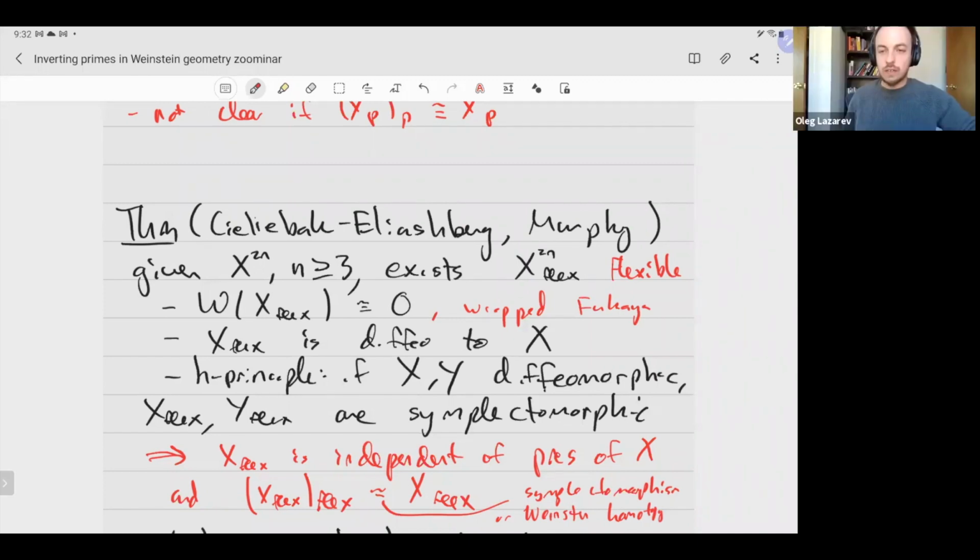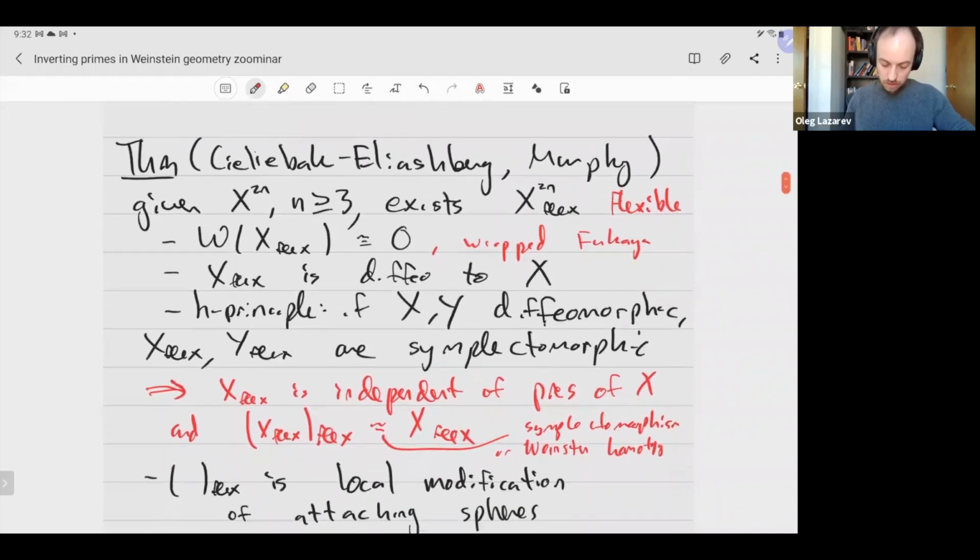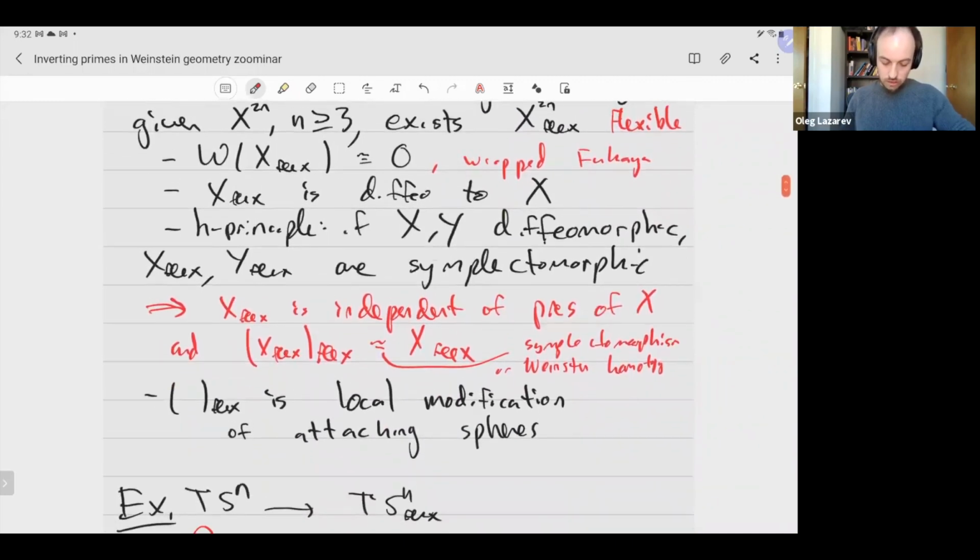Okay, but the main point is that this is a candidate localization, but the unfortunate thing is that it kills all symplectic topology, and we would like a theory that generalizes this to the case of an arbitrary prime, building off of what Abouzaid and Seidel proved. Also, let me just say that this X flex is a local modification of the attaching spheres.